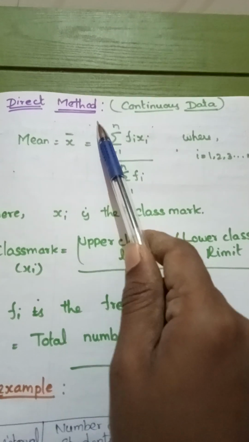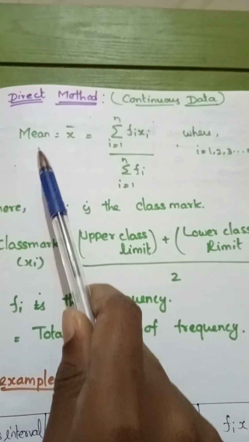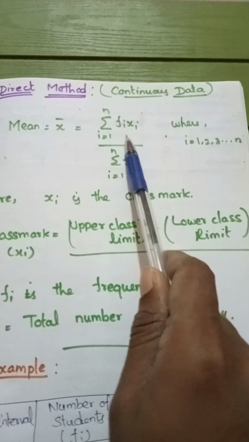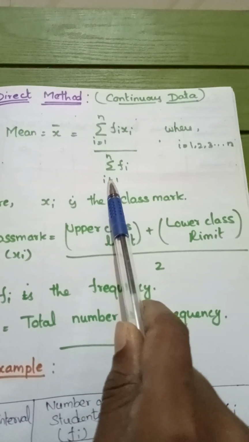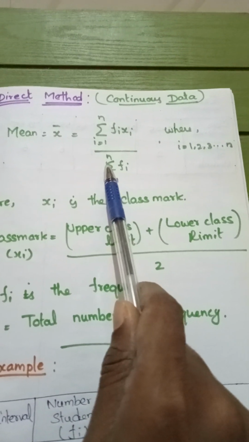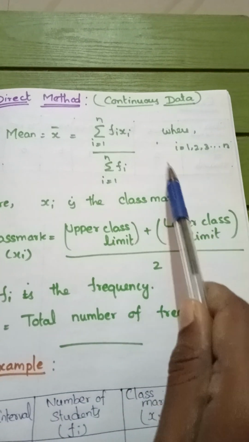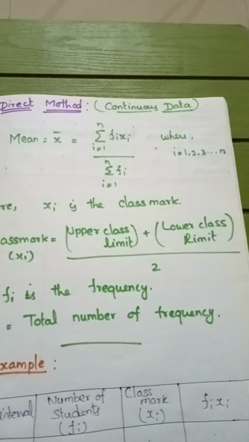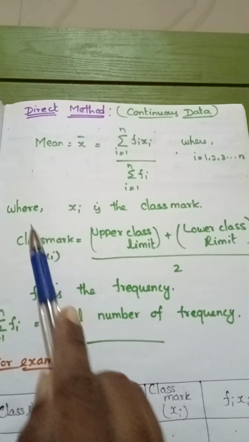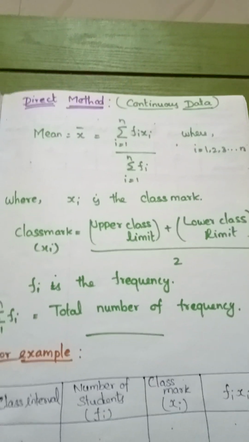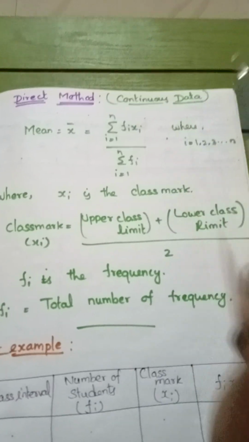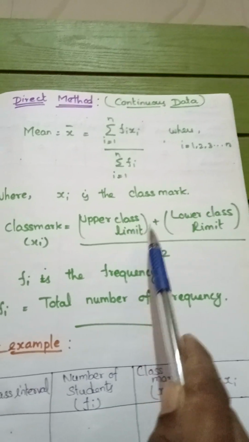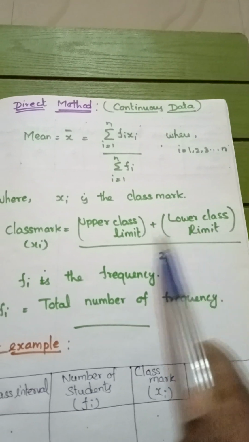This video covers the direct method for continuous data. You know the formula: mean equals x bar equals summation i equals 1 to n of fi into xi, divided by summation i equals 1 to n of fi, where i varies from 1 to n, and xi is the class mark. Here it is continuous data, so the class mark xi equals upper class limit plus lower class limit, all divided by 2.